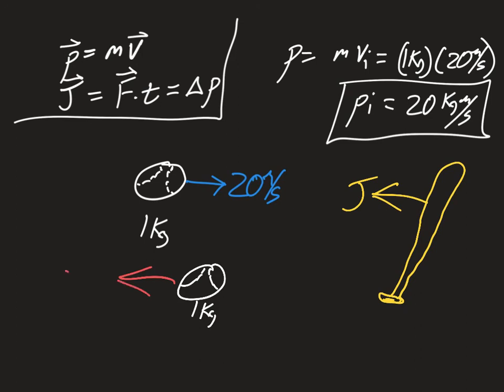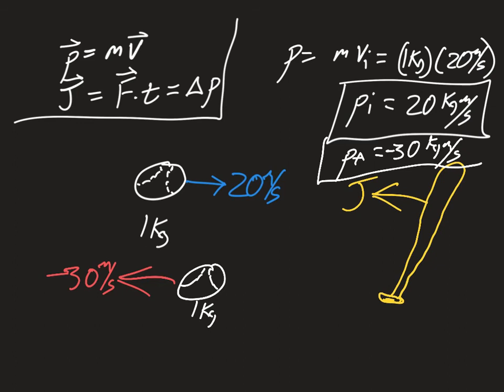And let's say it's now going at 30 meters per second. But notice our direction changed. So let's make this a negative 30 meters per second. Okay, well, we can come up with a new momentum. And so for that, this time it's 1 times 30. And we're going to get that our final momentum is going to be negative 30 kilogram meters per second, right? Now that's easy enough. Negative 30 kilogram meters per second.